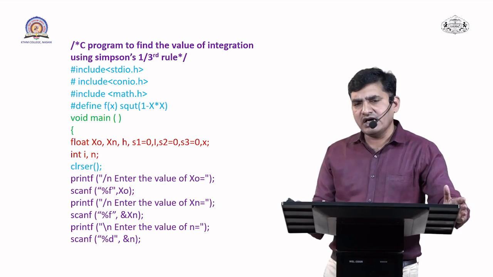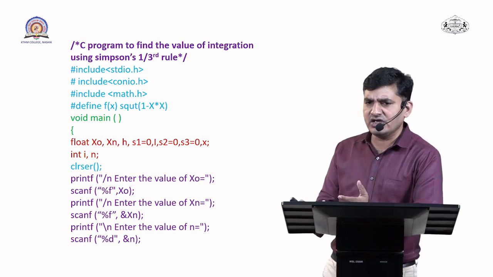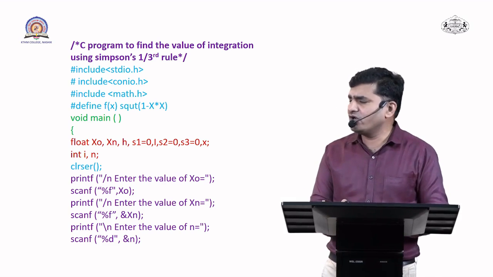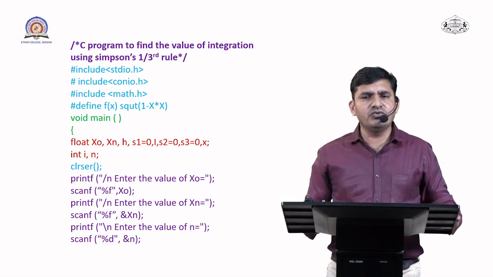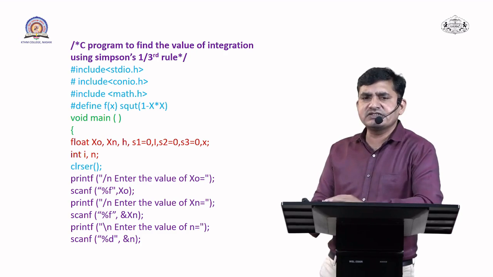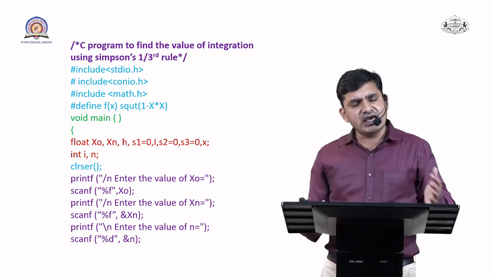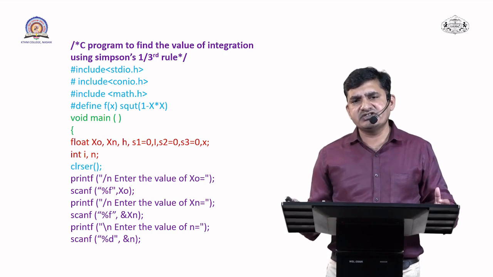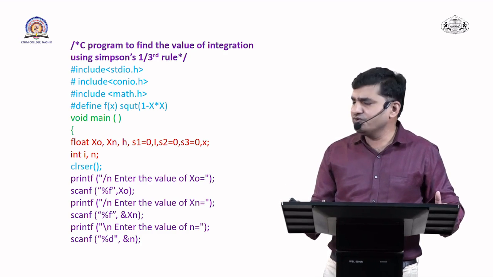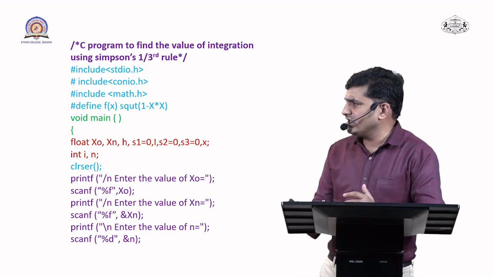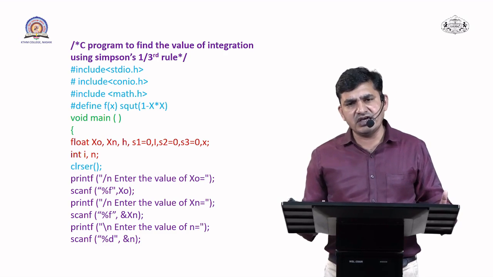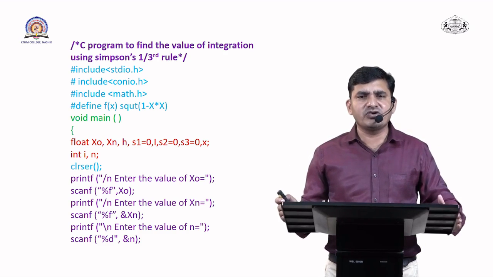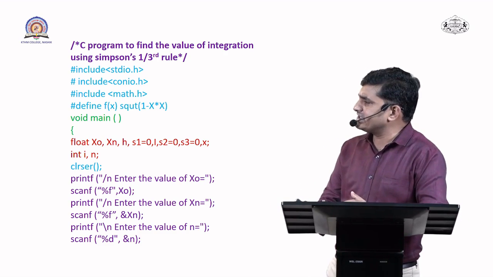Now we have to see the program to find the integration of a given function by using Simpson one-third rule. Again, first is hash include stdio.h. Hash include is a preprocessor directive. stdio.h means standard input output functions. .h represents a header file. Then hash include conio.h, because we use clear screen and getch in this program, and therefore we use conio.h. Then hash include math.h, because mathematical operations are performed in this program.